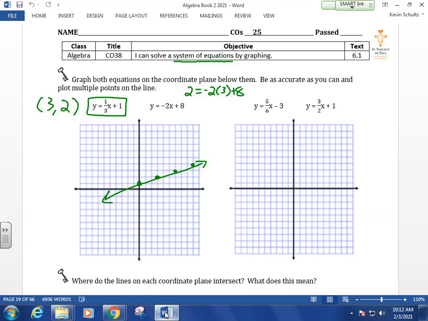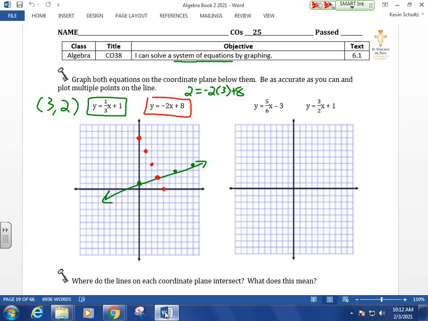I'm going to graph this second equation in red. This one, y equals -2x plus 8. We're going to start by plotting the y-intercept of 8. Remember, the y-axis is the vertical one, so make sure you put it in the right spot. And our slope, negative 2 over 1, this is why it's really important to be accurate. I want to do negative 2 over 1, negative 2 over 1, and continue to do so until I hit the line.